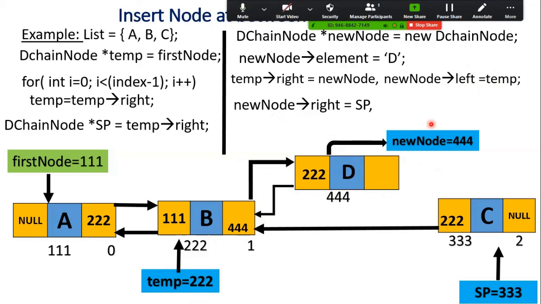So how to do it? It's new node of right. What is the new node of right field? It is equal to SP. What is the SP value? 333. Now the forward link is done from D to C.